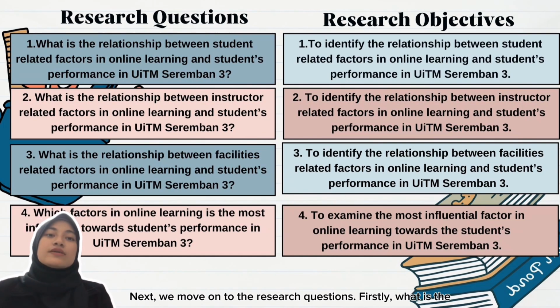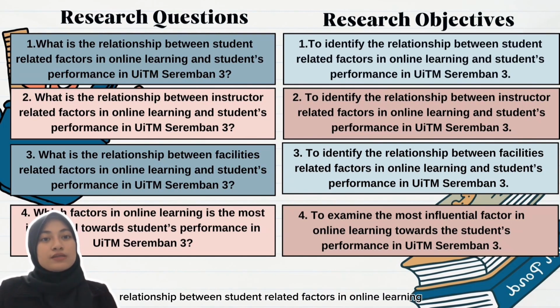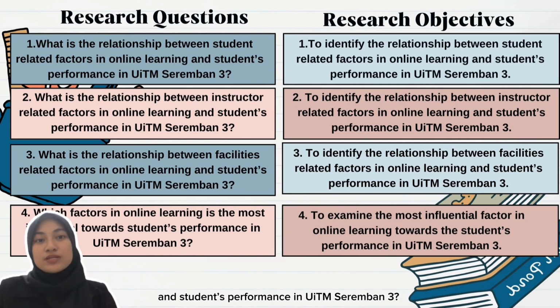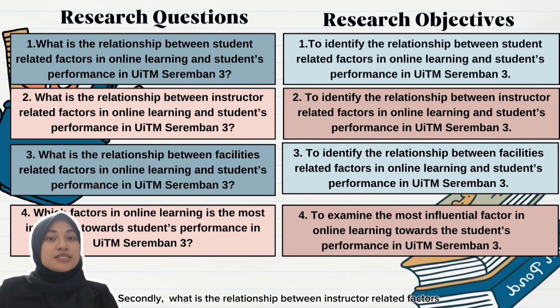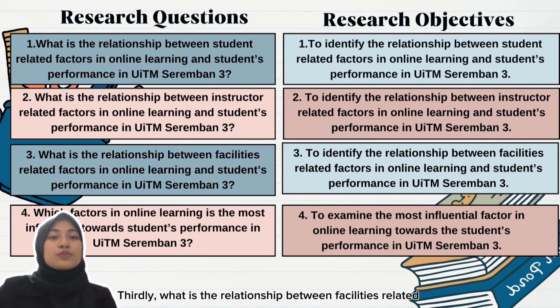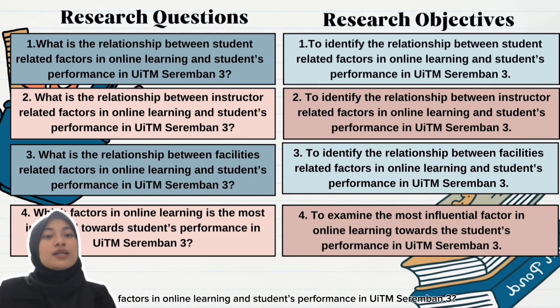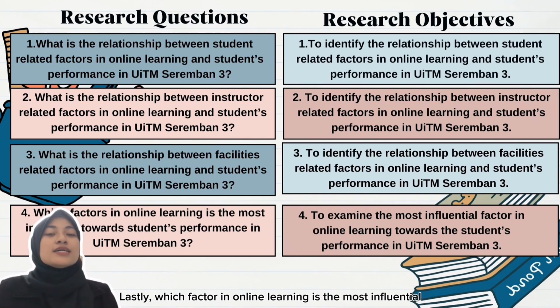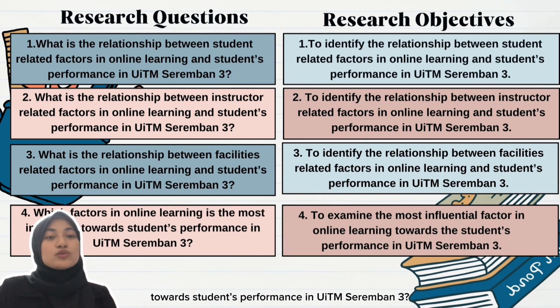Next, we move on to the research questions. Firstly, what is the relationship between students-related factors in online learning and students' performance in UITM Seremban 3? Secondly, what is the relationship between instructor-related factors in online learning and students' performance in UITM Seremban 3? Thirdly, what is the relationship between facilities-related factors in online learning and students' performance in UITM Seremban 3? And lastly, which factor in online learning is the most influential towards students' performance in UITM Seremban 3?